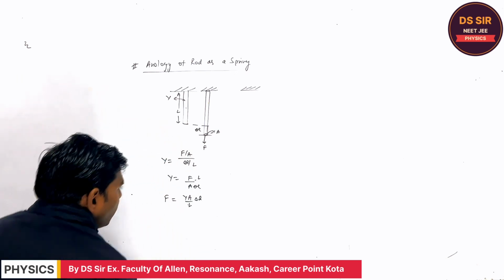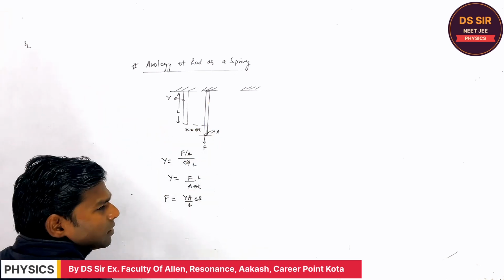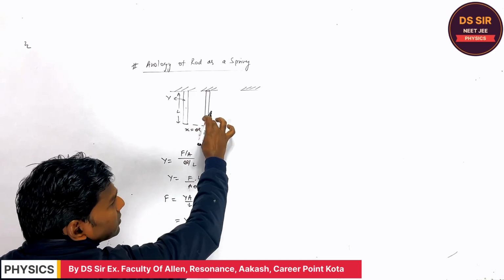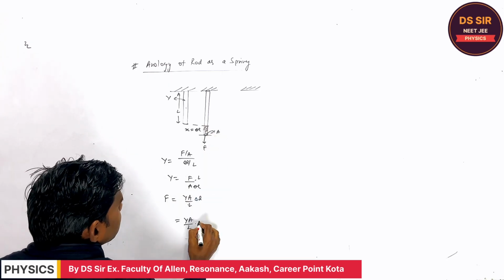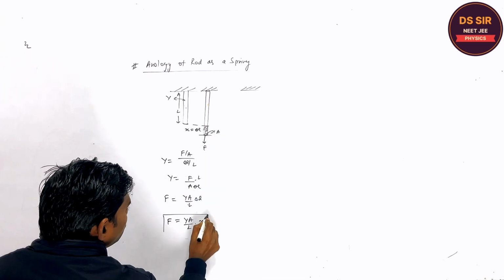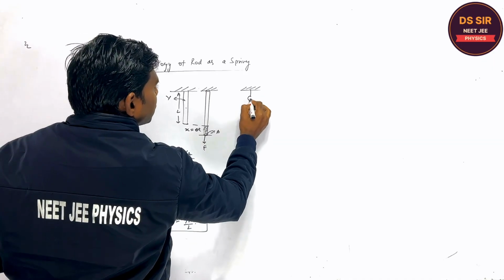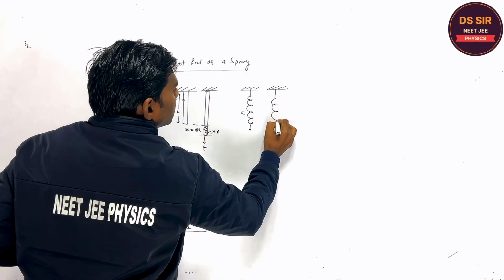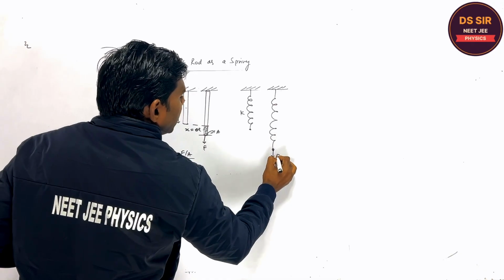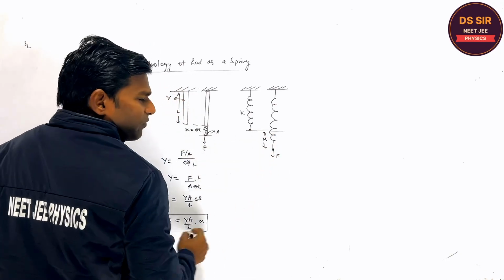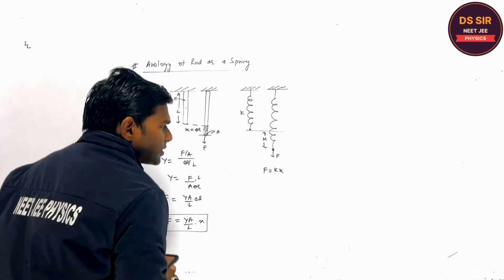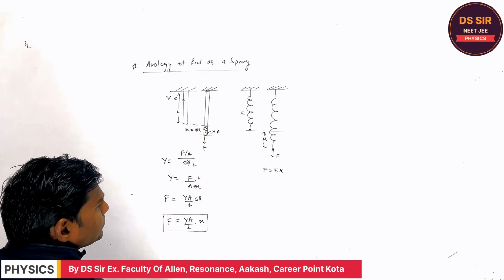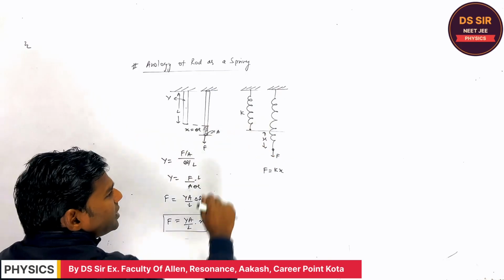Listen, if you assume this delta L to be X, the elongation in this rod by applying the force, then you can think of a spring with spring constant K. If you apply a force, there is an elongation in this spring. What is F? F is equal to K into X. So force is also proportional to the elongation in the rod, and also proportional to the elongation in the spring.